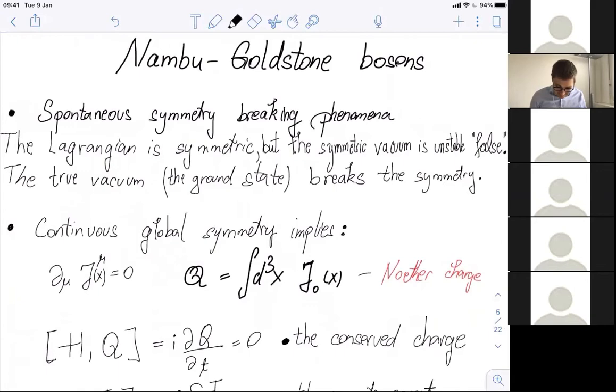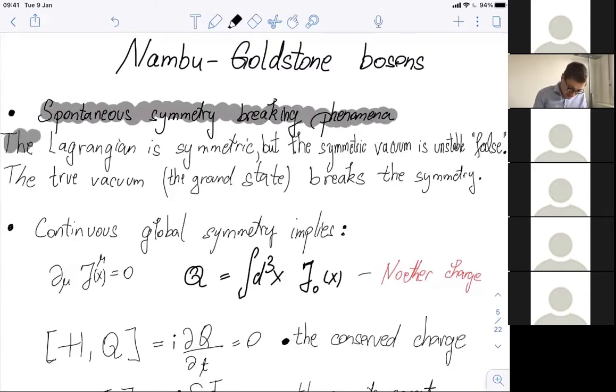Okay, so let us really start with the basics. The spontaneous symmetry breaking phenomenon. The essence of this phenomenon is that the theory is symmetric, so the Lagrangian has a symmetry, but the symmetric vacuum is actually unstable. It is the false vacuum. The true ground state, the true vacuum, breaks the symmetry. So that is the essence of this phenomenon. The true vacuum is not symmetric.